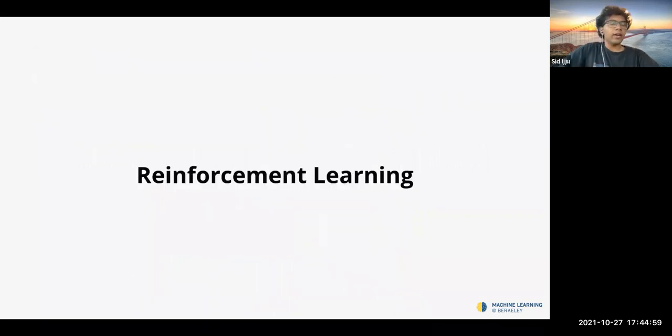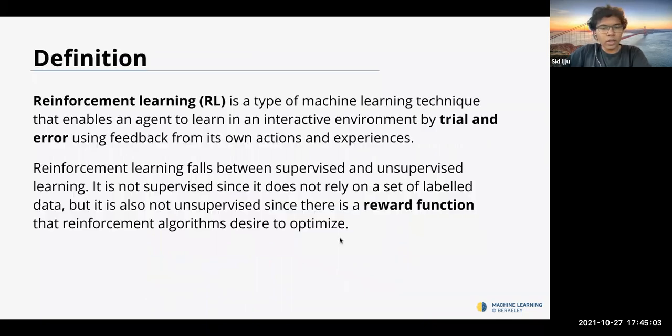Okay. All right. So first thing we're going to go into then is reinforcement learning. So what is reinforcement learning, right? RL, as it's otherwise known, is a type of machine learning technique where you have some sort of agent, which is in an environment, and it learns by trial and error using the feedback from its actions and what it experiences in the environment.